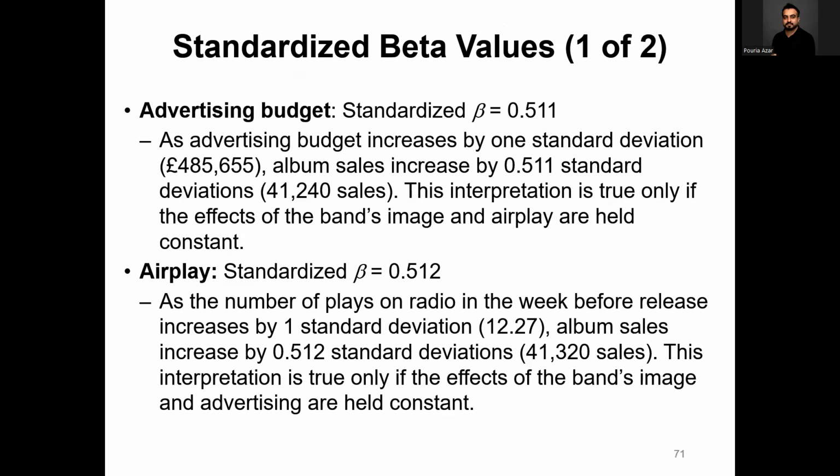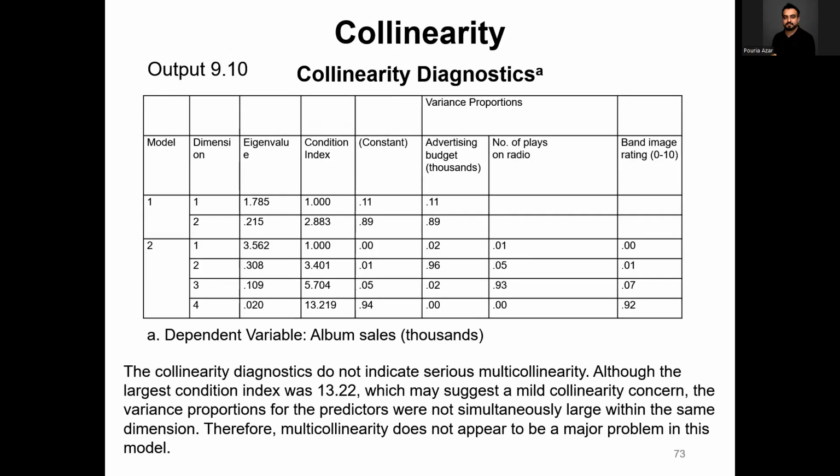If I want to interpret the standardized values, I would say, so these values are 0.511. So I would say as advertising budget increases by 1 standard deviation, album sales increases by 0.511 standard deviation. This is the main difference between the interpretation of beta coefficients and b values or beta values.